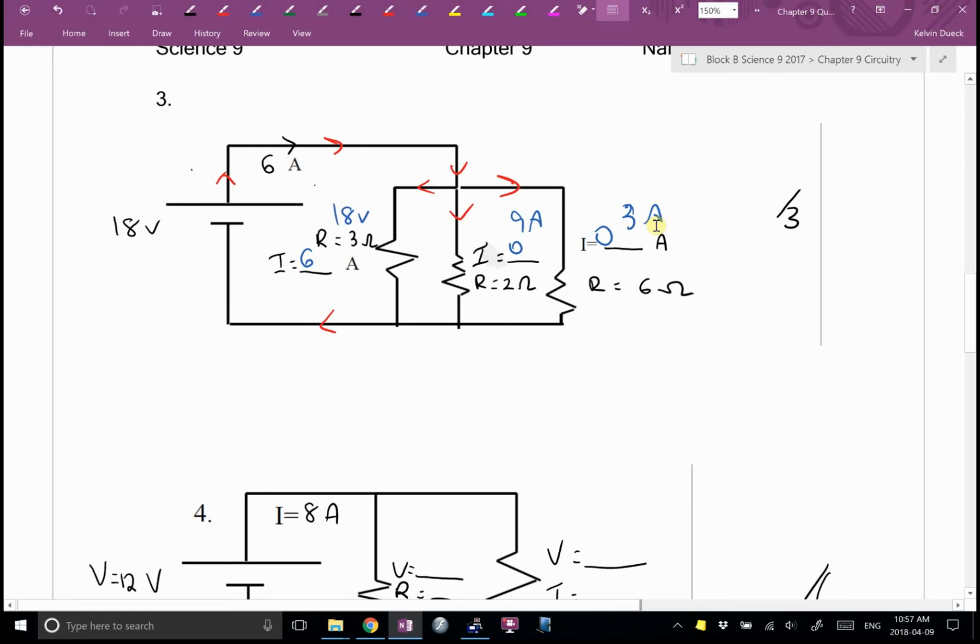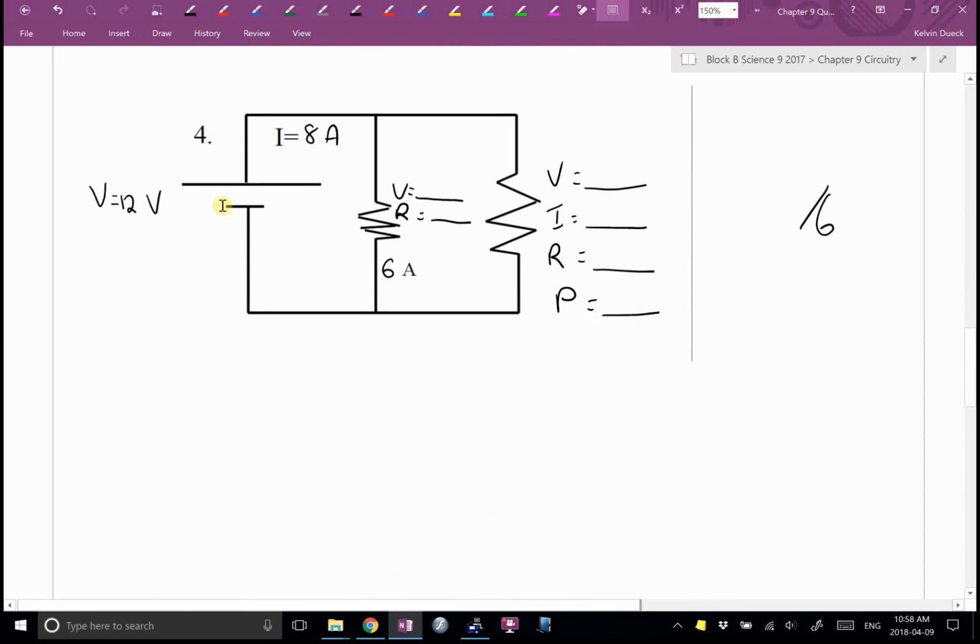So really what I need to do is change this number here and that number there. How many amps are actually flowing out of this battery? 6, 9, and 3. I need to change that to 18 amps. Number 4. Here we go, here we go, here we go.